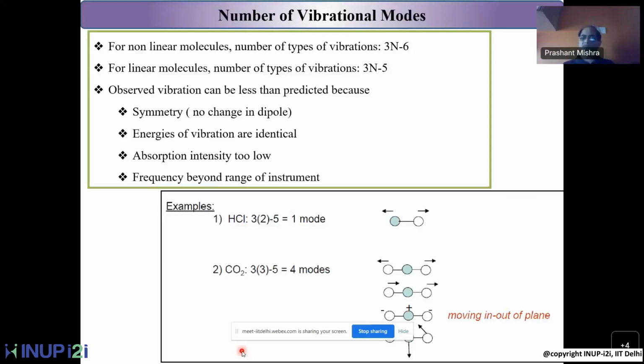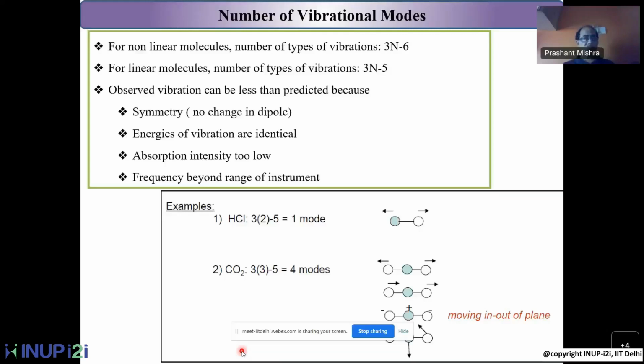So what could be the predicted vibration? It could be 3n minus 6 if it is a non-linear molecule, or 3n minus 5 if it is linear. Now, an example of calculation: you have HCl, which is a linear molecule. Here you apply the formula of 3n minus 5, so the number of modes is 6 minus 5. So you will get only one mode of vibration.